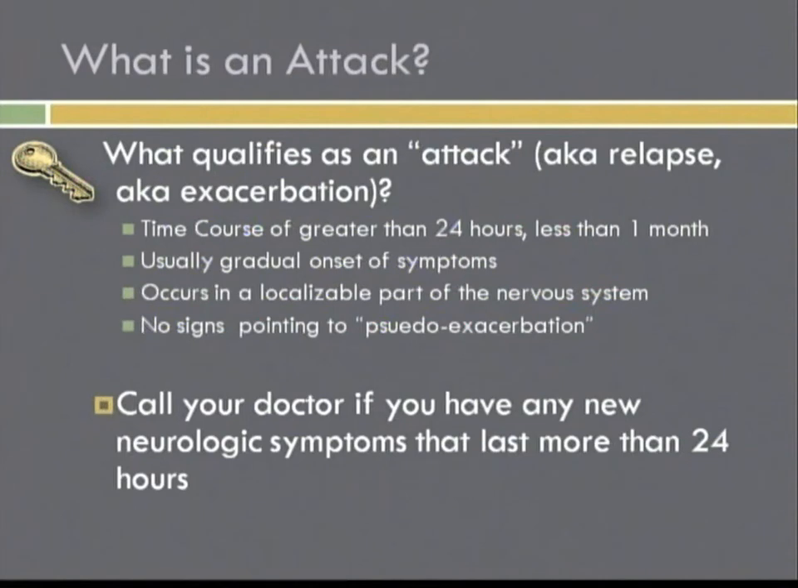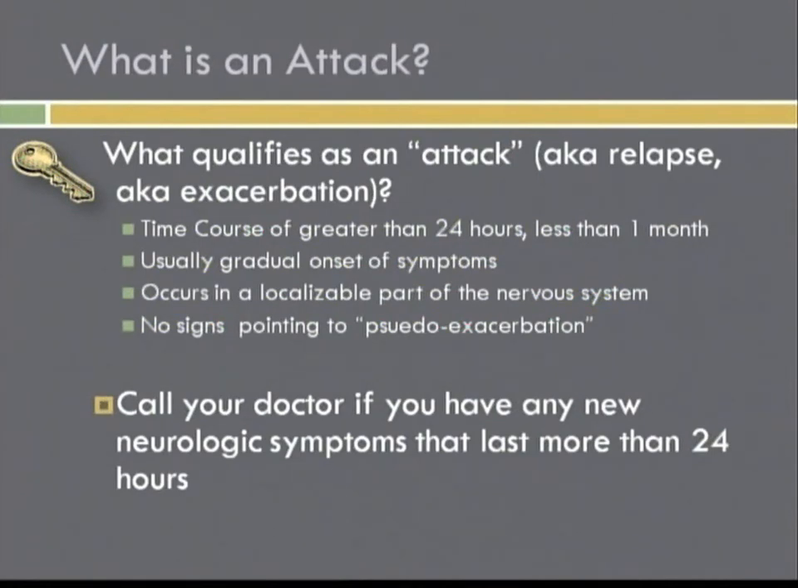Don't worry too much about it lasting for a month. What that means is if a patient has 2 new symptoms that are 31 days apart, those are 2 different attacks. Compared to if they were within a month, we call that the same attack with 2 symptoms. But what's really important to know is the 24-hour part.